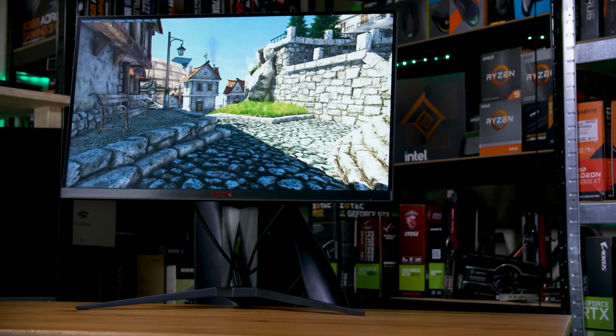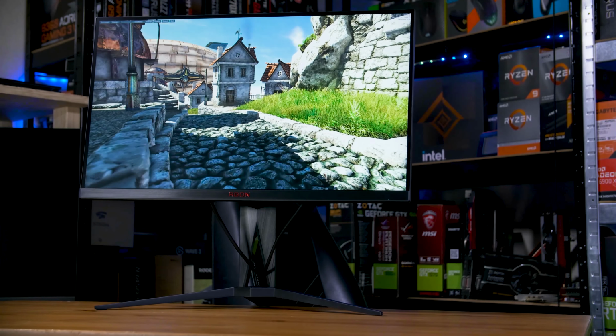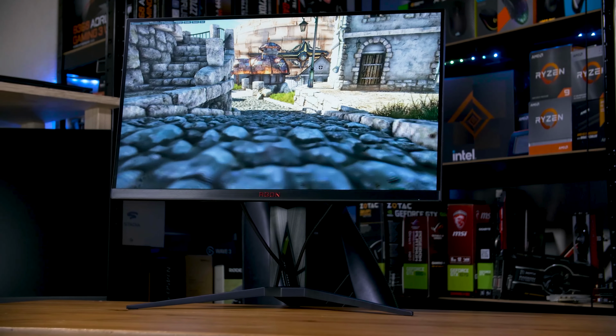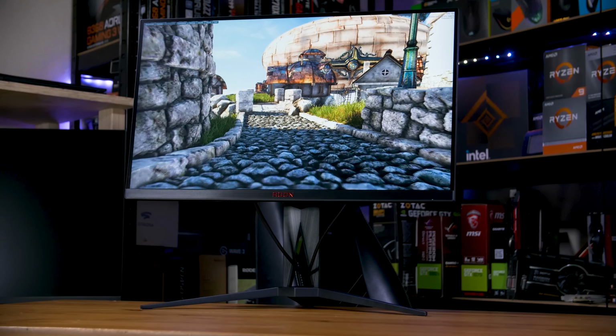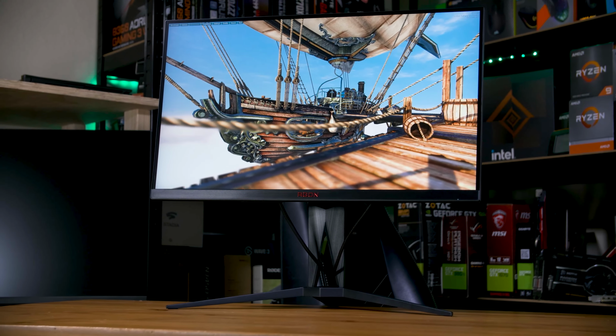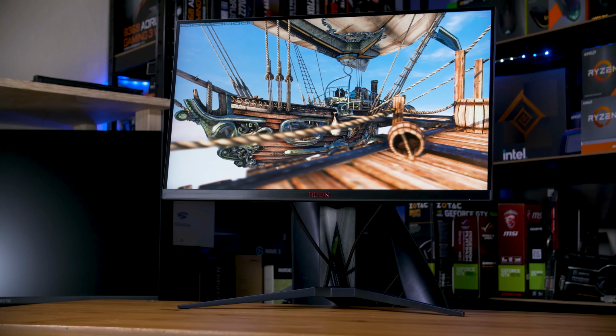The difference here is that this uses a different panel. Instead of using an IPS panel capable of running 170Hz, this is actually a VA, or vertical alignment panel, that runs 165Hz instead. Seeing as these two are so similar, I thought that this would be a good chance to compare sort of side by side the difference between the two and talk about why I would likely buy one over the other.